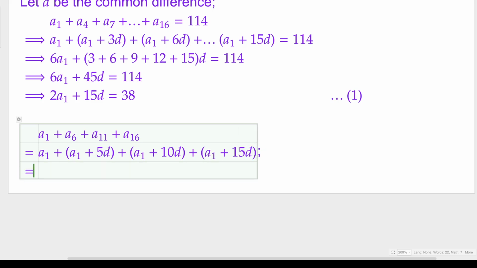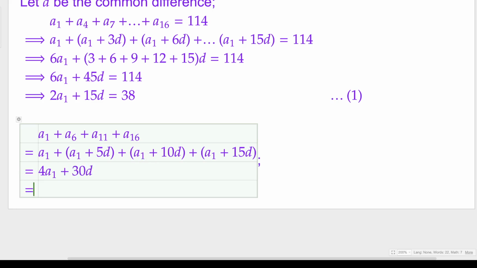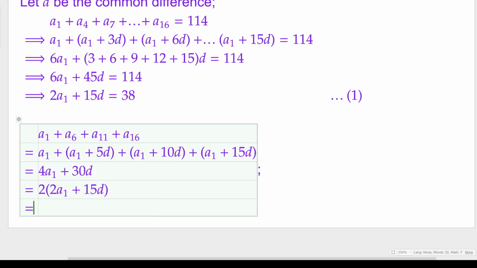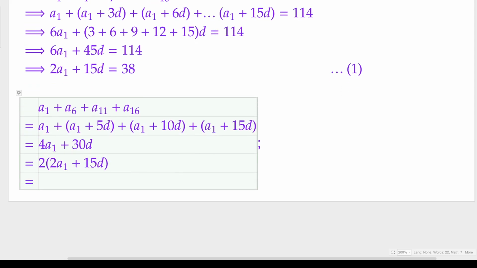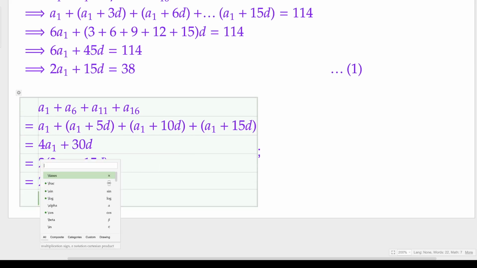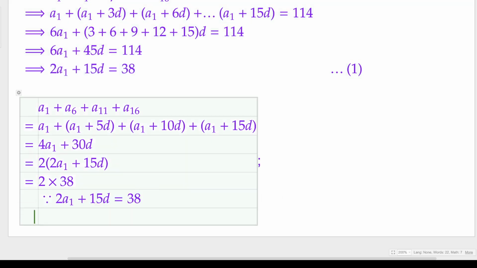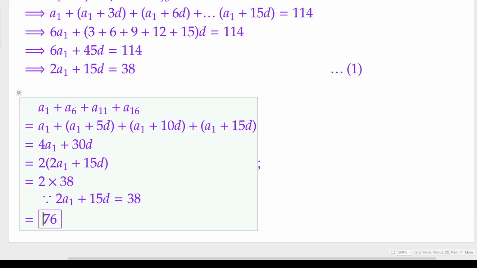Now on computing this part we get 4 times a1, the first term, plus 30 times d. From this if I take 2 as the common factor, we get 2 times (2 times the first term plus 15 times d), and this is something that we already know. So 2 times 38. Why? Because we have already got it from equation 1. So finally we can say that 2 times 38, that is 76, is the answer for this problem statement.